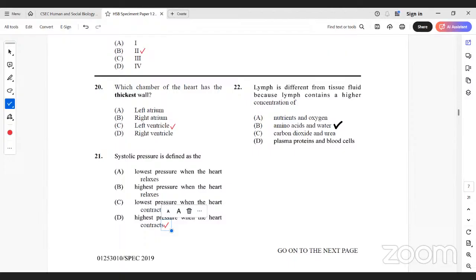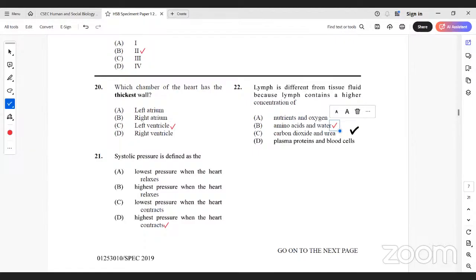Lymph wouldn't have blood cells in it. All right, blood cells are for the blood. So lymph has amino acids because of the proteins, and water. All right, nutrients and oxygen, lymph is not that kind of thing. If you ever see lymph in real life, it's kind of clayish. It's see-through, it's colorless. So you see straight through it. It doesn't really have a color.